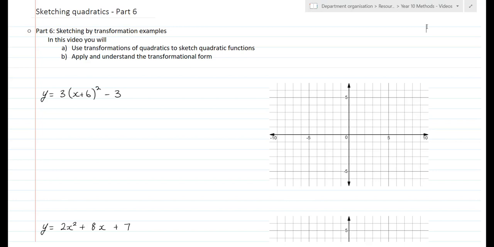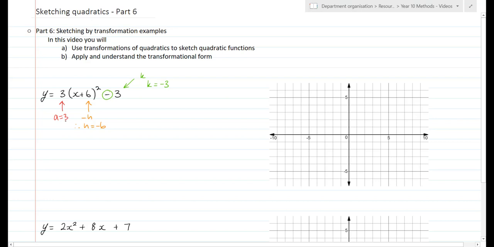So the first one is y equals 3(x plus 6) squared minus 3. You'll know that this 6 represents our negative h, and so therefore h is equal to negative 6. And you'll also know that this 3 represents our k, but the negative goes with it. So k is equal to negative 3. And of course, we have a is equal to 3.